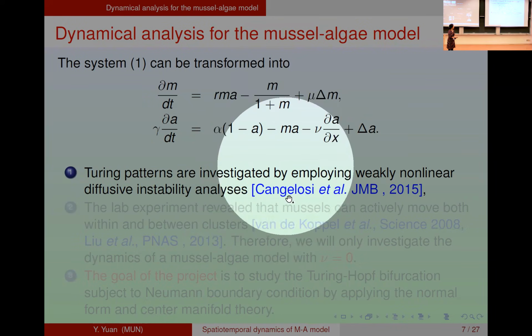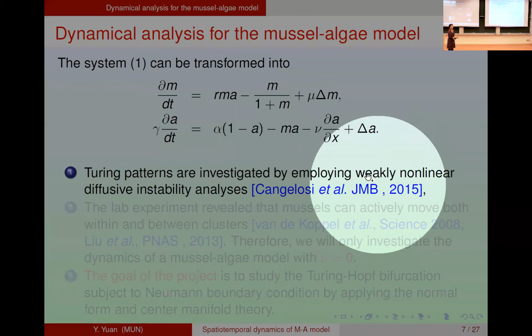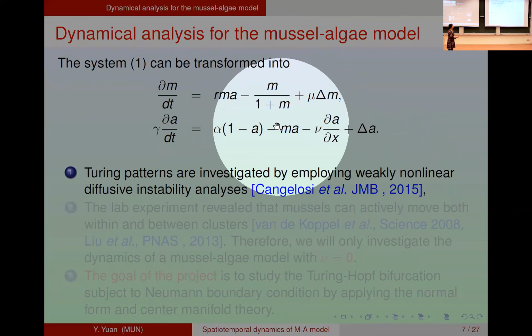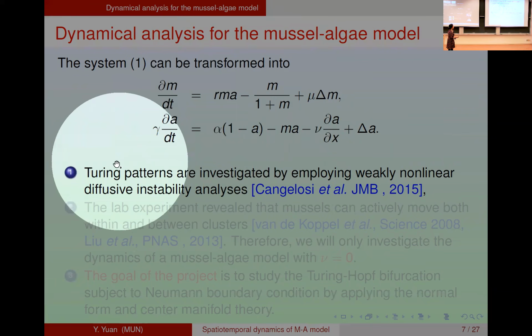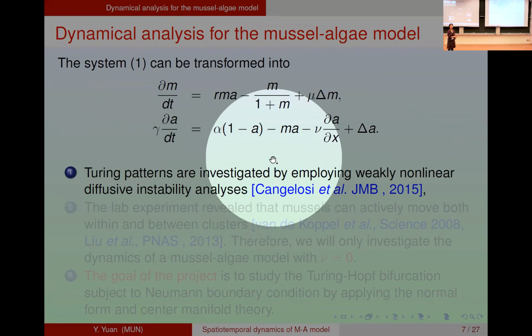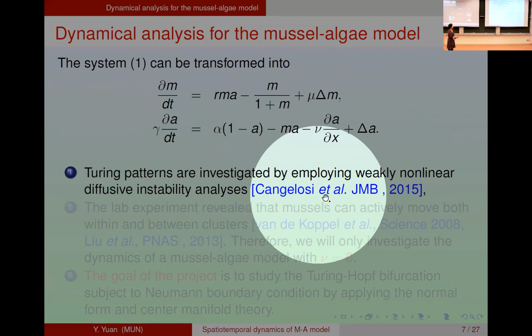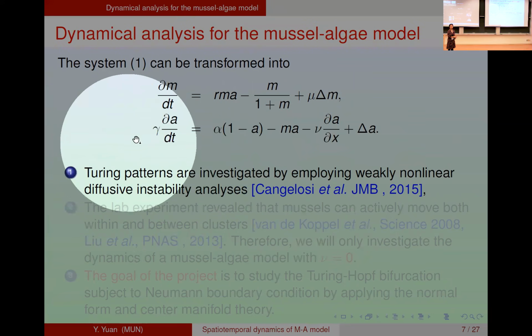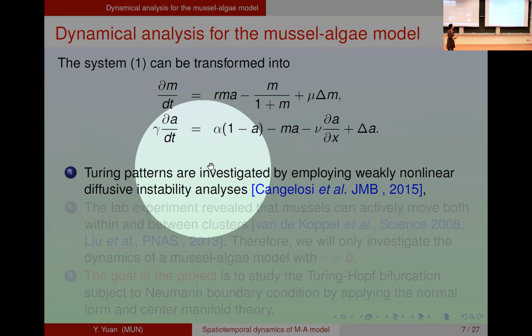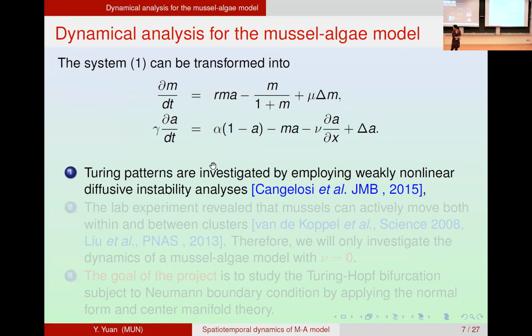In their paper, they just discussed this model and analyzed the Turing patterns. They just use the weakly nonlinear diffusive instability method.